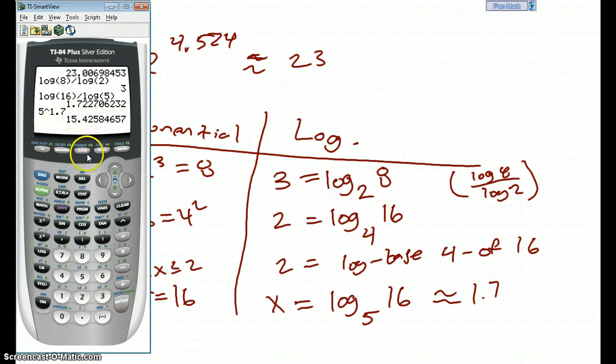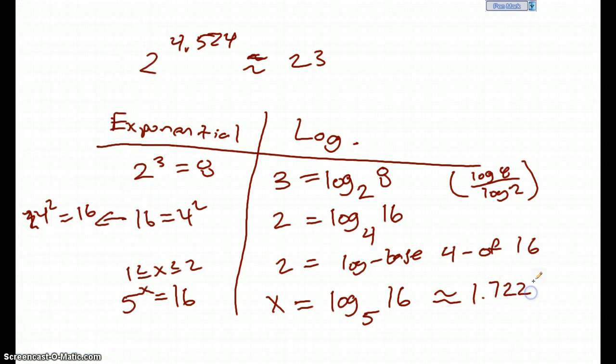Now you notice that with that rounding, we're kind of far off, but if we did 1.72, we'd be a lot closer. We'd be at 15.9. So maybe we should do 1.7227 to be pretty accurate.